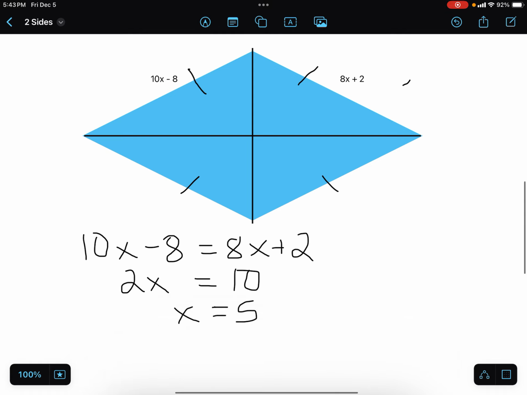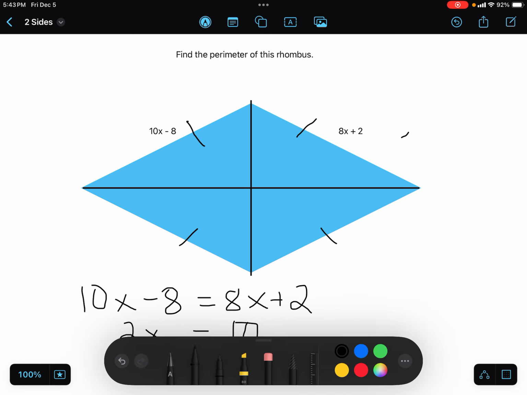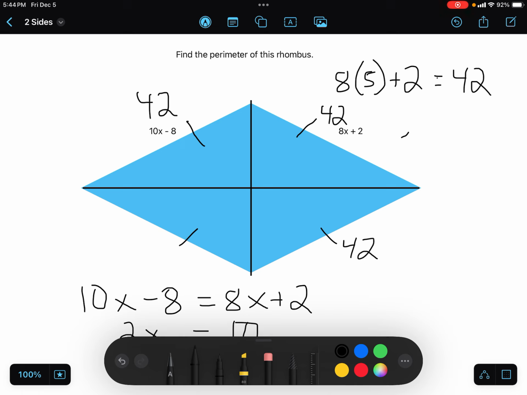Now, going back up here, we can plug in that x equals 5 into either of these expressions because we should get the same thing. So 8 times 5 plus 2, well, that's going to give us 42. And if we did the math on this one, 50 minus 8, we'd also get 42, which isn't surprising. But then because this is a rhombus and all 4 sides should have the same measure, I'm just going to fill in 42s for these.